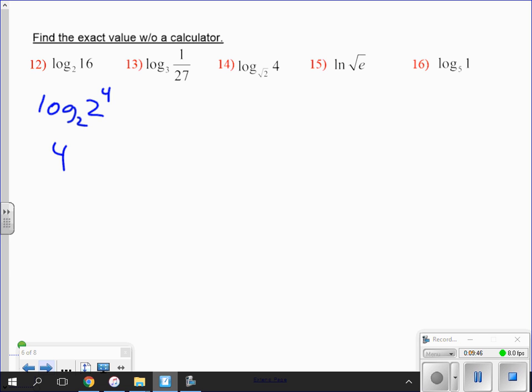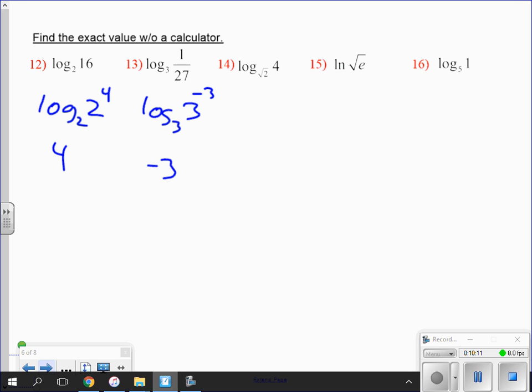So on the next one here, I have log base 3 of 3 to what power? Negative 3. Because the negative means it makes it 1 over. The 3 gives me the 27th. So my answer would be negative 3.